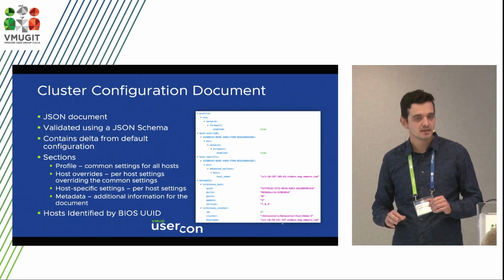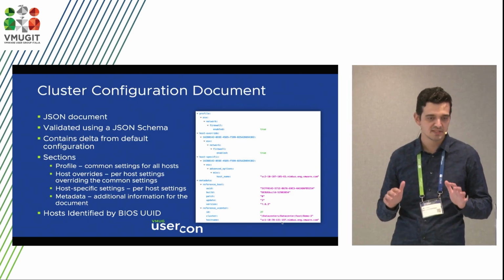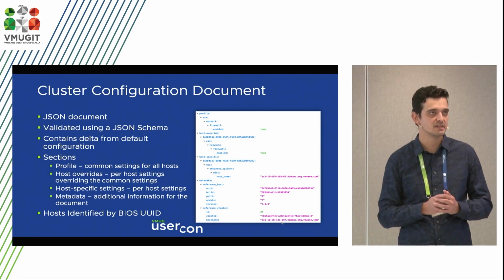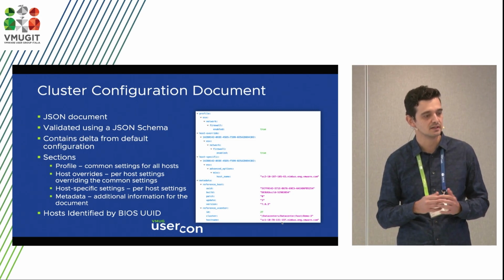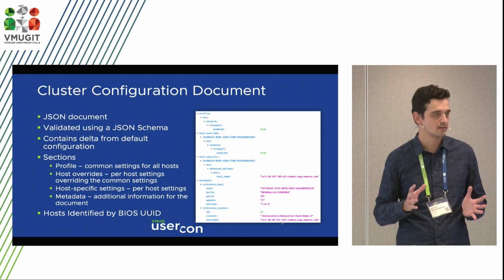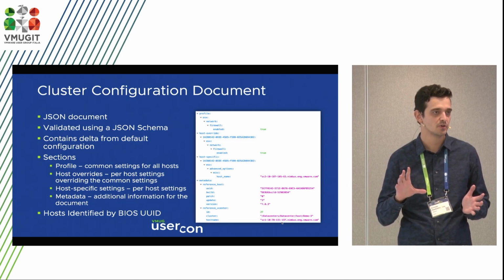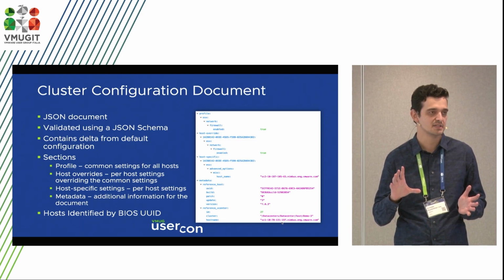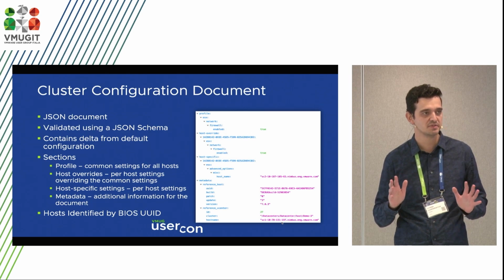One of the ways configuration profiles simplify the experience of the VI admin is that they contain the entire configuration for all of the hosts inside a single cluster in a single document, which is a JSON document, which is pretty much human readable.